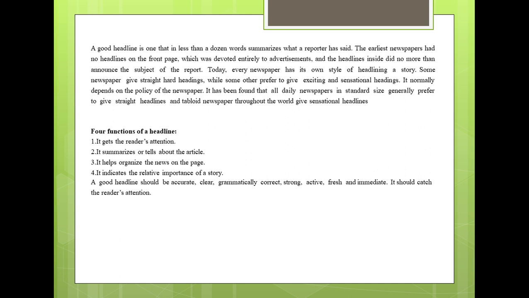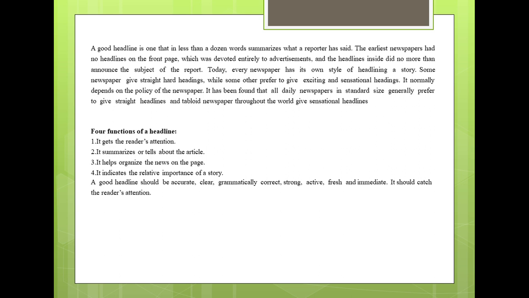The earliest newspapers had no headlines on the front page, which was devoted entirely to advertisements, and the headlines inside did no more than announce the subject of the report. Today, every newspaper has its own style of headlining a story. Some newspapers give straight hard headings, while some others prefer to give exciting and sensational headings. It normally depends on the policy of the newspaper. It has been found that all daily newspapers in standard size generally prefer to give straight headlines, and tabloid newspapers throughout the world give sensational headlines.